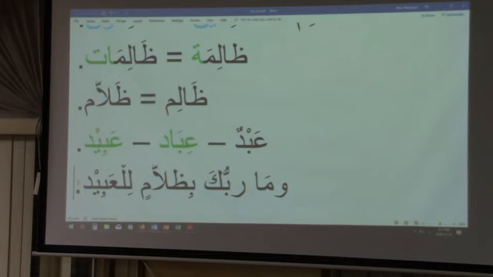Right? Good. Question? Dhallam means repeated oppression, yes, all the time. It is a form of exaggeration. We call it mubalagha. Right. Exaggeration.